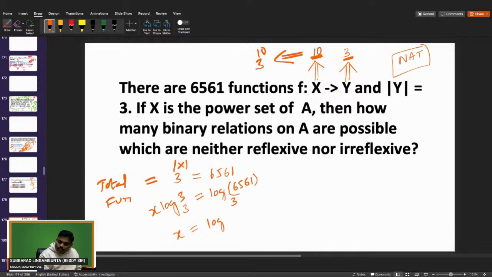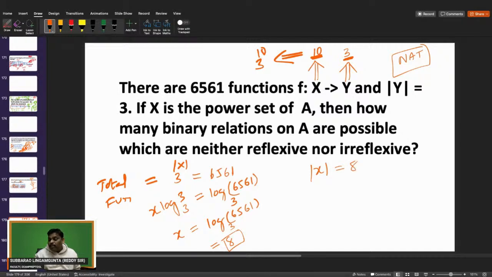So finally x is equal to log of 6,561 base 3 divided by log 3 base 3, which is 1. Log 3 base 3 is 1. You calculate properly, use the calculator, apply log, and the x value becomes 8. So the size of X is 8.